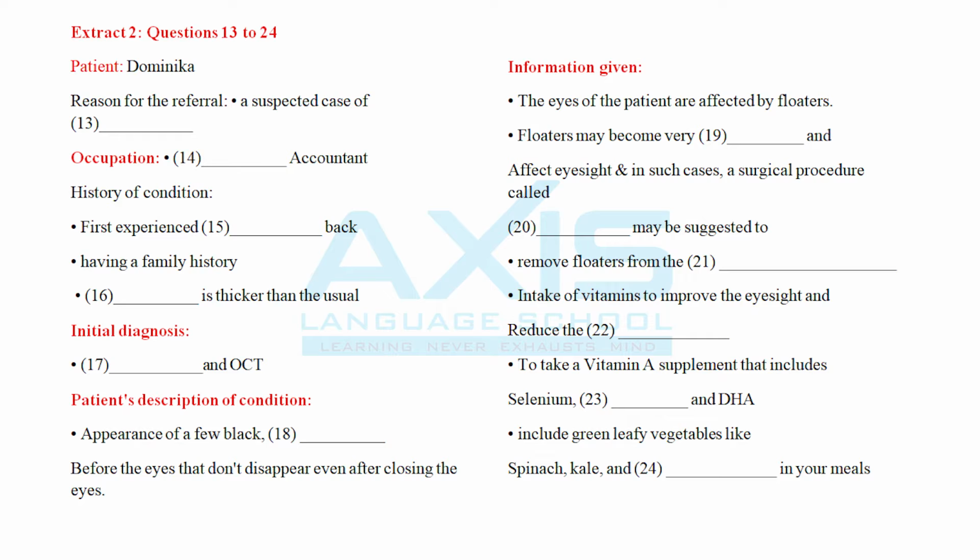Although the Food and Drug Administration doesn't approve any treatment for floaters, there is anecdotal evidence that intake of vitamins can improve the eyesight and reduce the dominance of floaters. You can take a vitamin A supplement that includes selenium, magnesium, and DHA, as these nutrients help to treat floaters. Can you suggest to me some foods that will be effective to control my eye floaters?